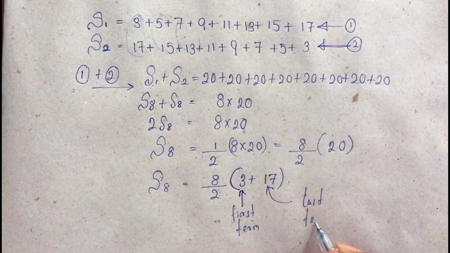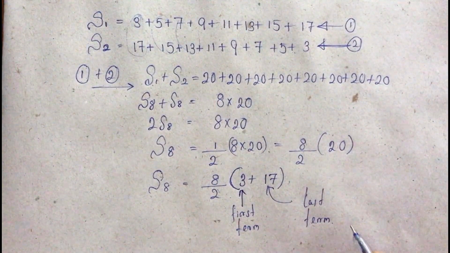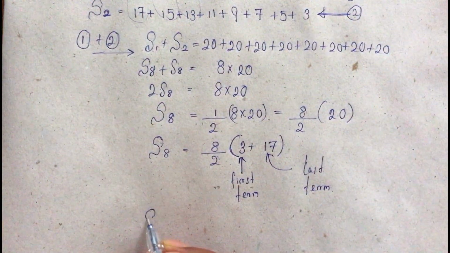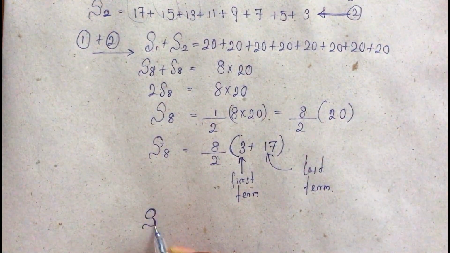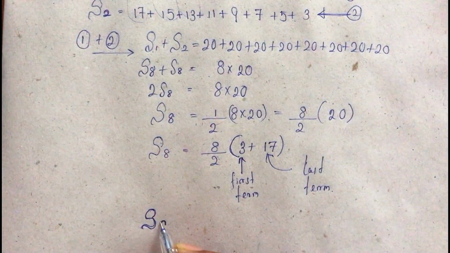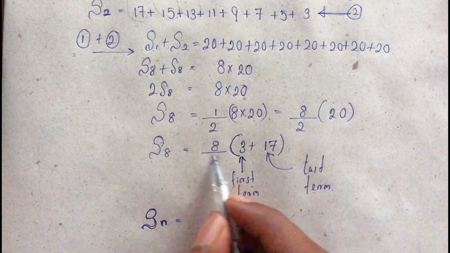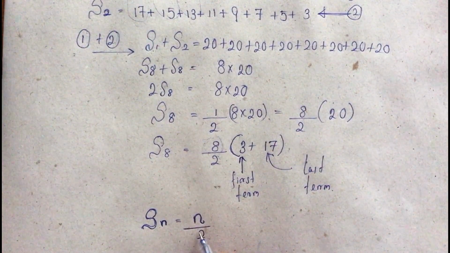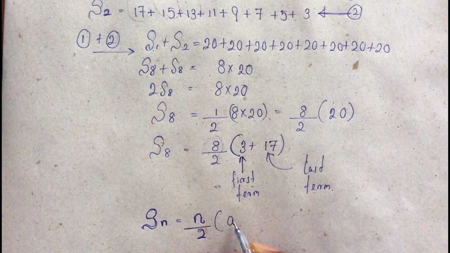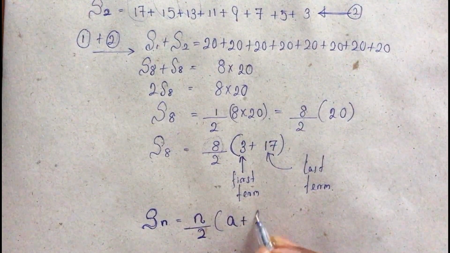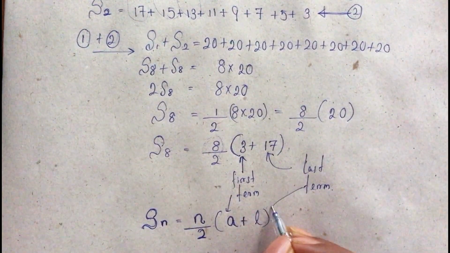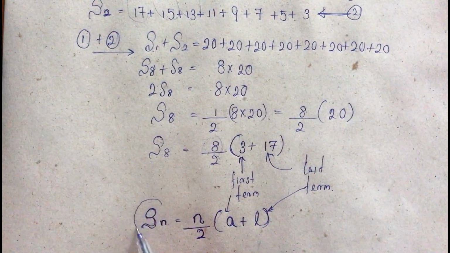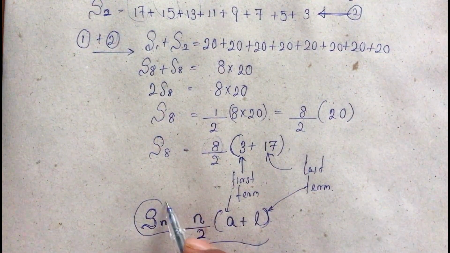We can write this form as a formula. You know 8 is the number of terms. Then you can put Sn, where n is the number of terms. Then we put n over 2 for the number 8 over 2. a is the first term and l is the last term. This is the formula to find the sum when you know the first term and last term.